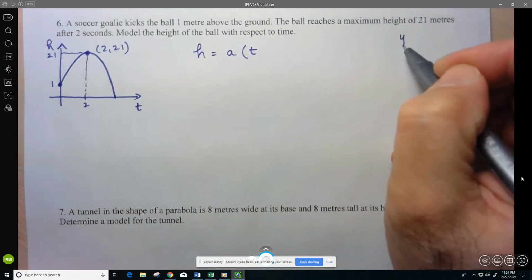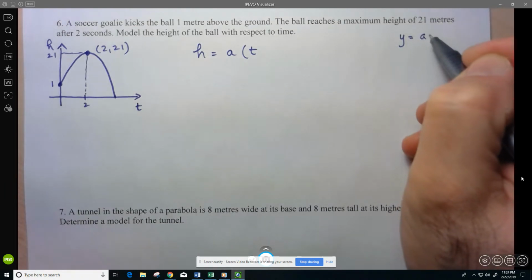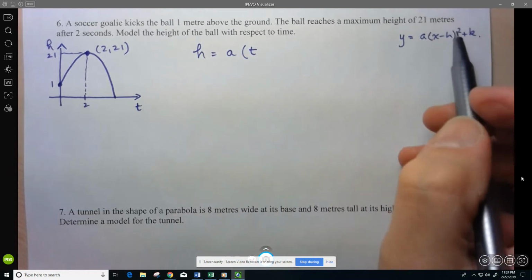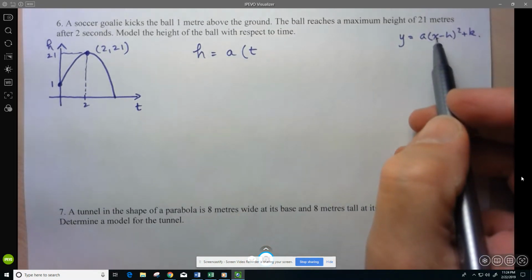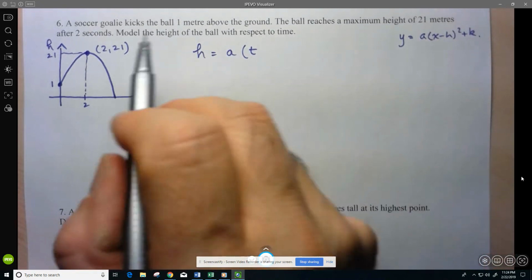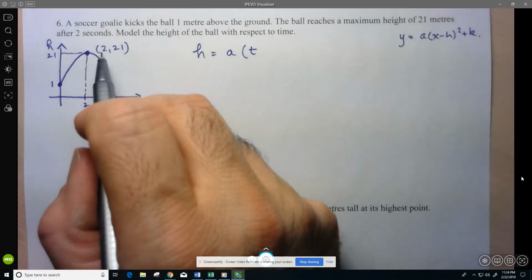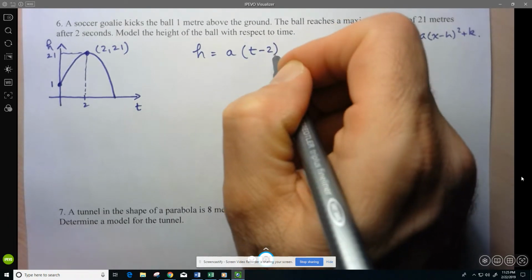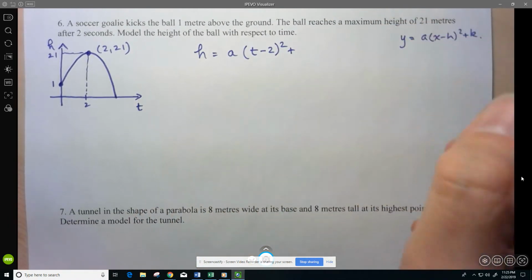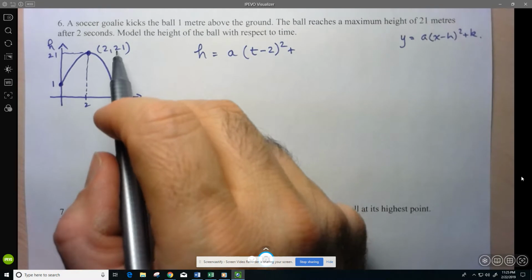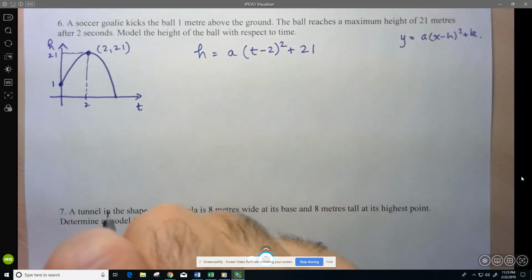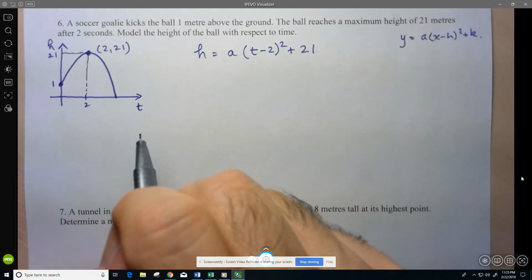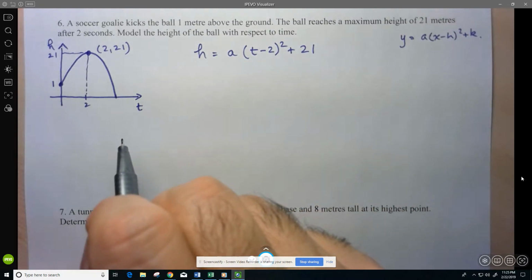So on the side, if we remember, when we're using x minus h squared plus k, this value here that is subtracted from the x variable represents the x component of the vertex. So it's going to be t minus 2 squared plus the y value of the vertex, which is 21. All right. So in other words, the only thing left to calculate is this a value. So how are we going to do that? Well, it means we need another piece of information.